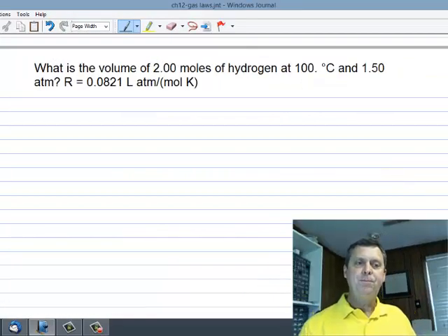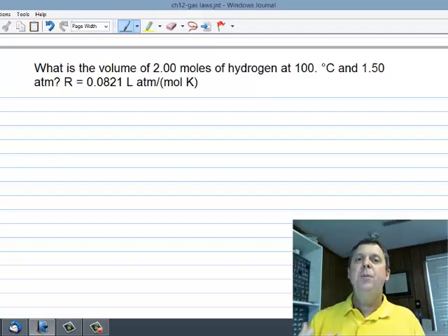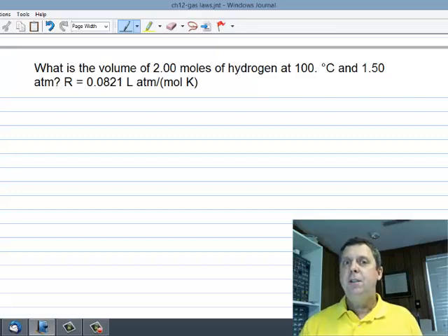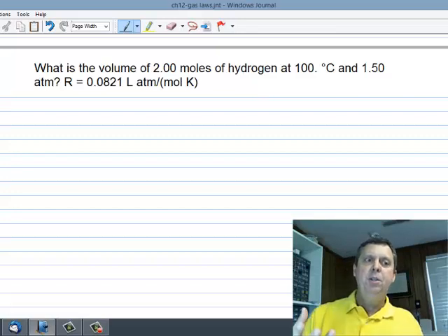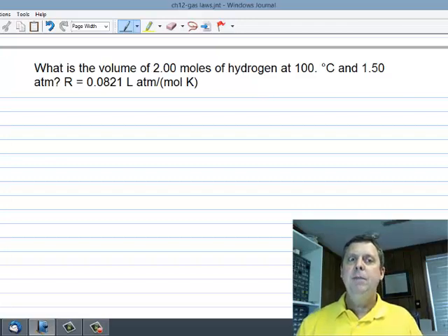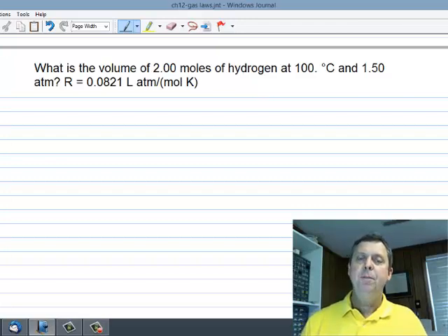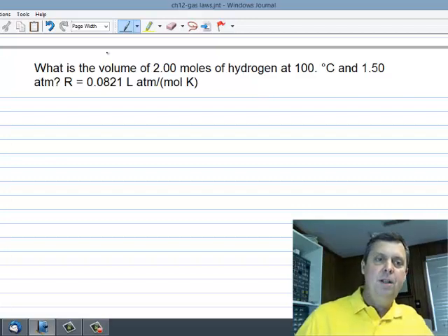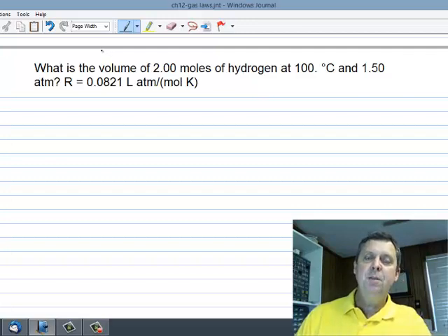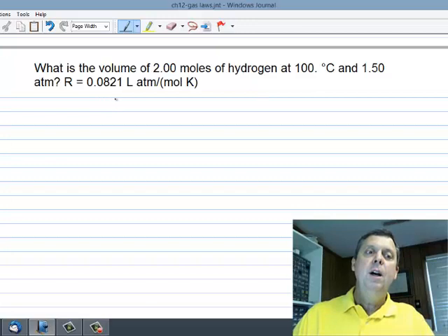So let's look at another problem. So again, what is the volume of 2 moles of hydrogen at 100 degrees centigrade and 1.5 atmospheres? So now in this case, again, deciding which equation to use, we don't have any changing conditions. We have a volume, a pressure, a temperature, and an amount of gas molecules. We don't have a combination of gases, so the only equation here that makes sense, if you're not sure, look at this yourselves, pause the video, and see what you come up with, is to use PV equals nRT.